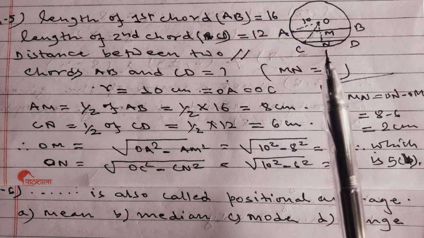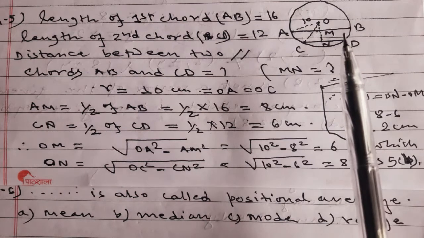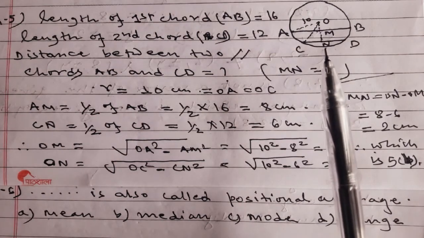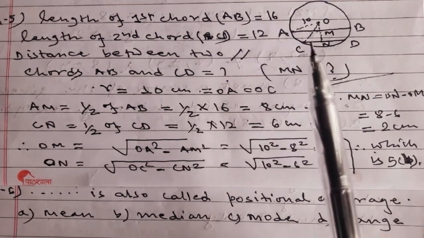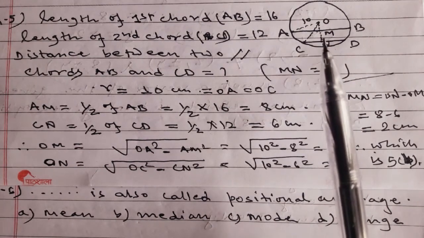So we have to take a construction. We draw OM perpendicular to AB. OM is the distance of chord AB from the center. Again, we draw ON perpendicular to CD, the distance of the second chord from the center. The two chords AB and CD are parallel, and they lie on the same side of the center of the circle.